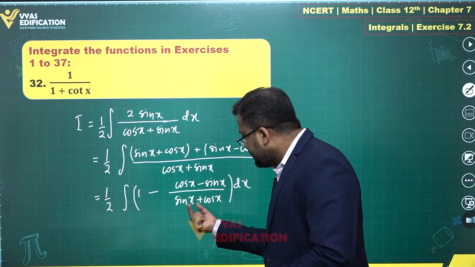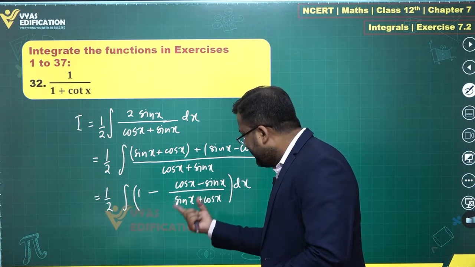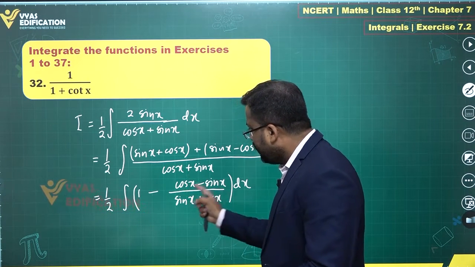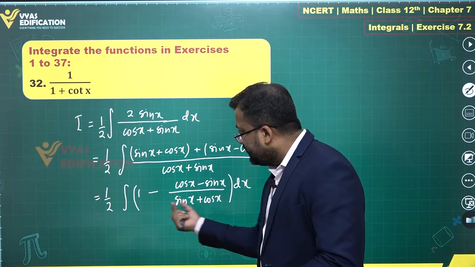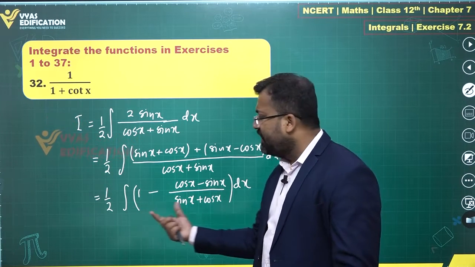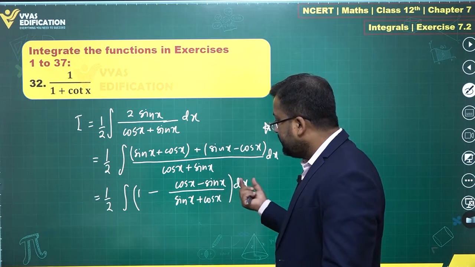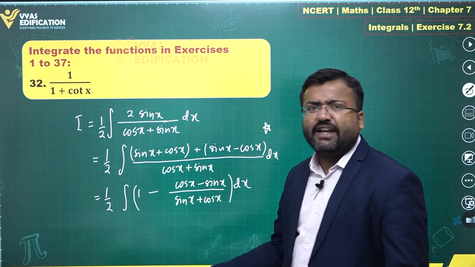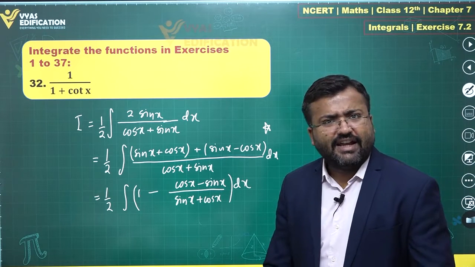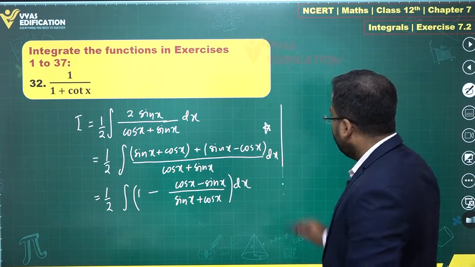The derivative of sin x plus cos x, the denominator, is present in this numerator, right? So, for this first term, the integral is very simple. For the second term, we can take sin x plus cos x as t. And this times dx becomes dt. dt upon t, the integral is log of mod t. I can write that directly now, yes. We have solved so many questions.